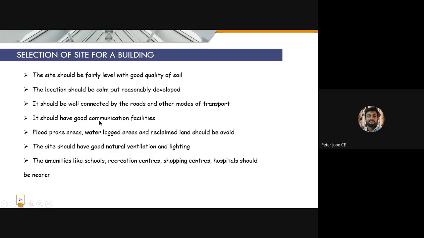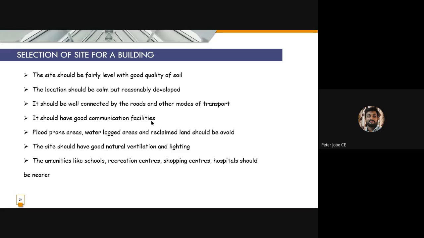Then the fourth point is that it should have good communication facilities. Good communication facilities in the sense it should have sufficient internet connectivity, sufficient postal services, sufficient banks. All those things will come under communication facilities. If you are going to construct a building, we should ensure that within reachable distance, all these facilities are available. Nowadays we can't skip the basic thing, internet in our home. So we should ensure that there is a mobile network in the place where we select the site for the building, and also that internet connectivity is available in that area. So this is the fourth point.